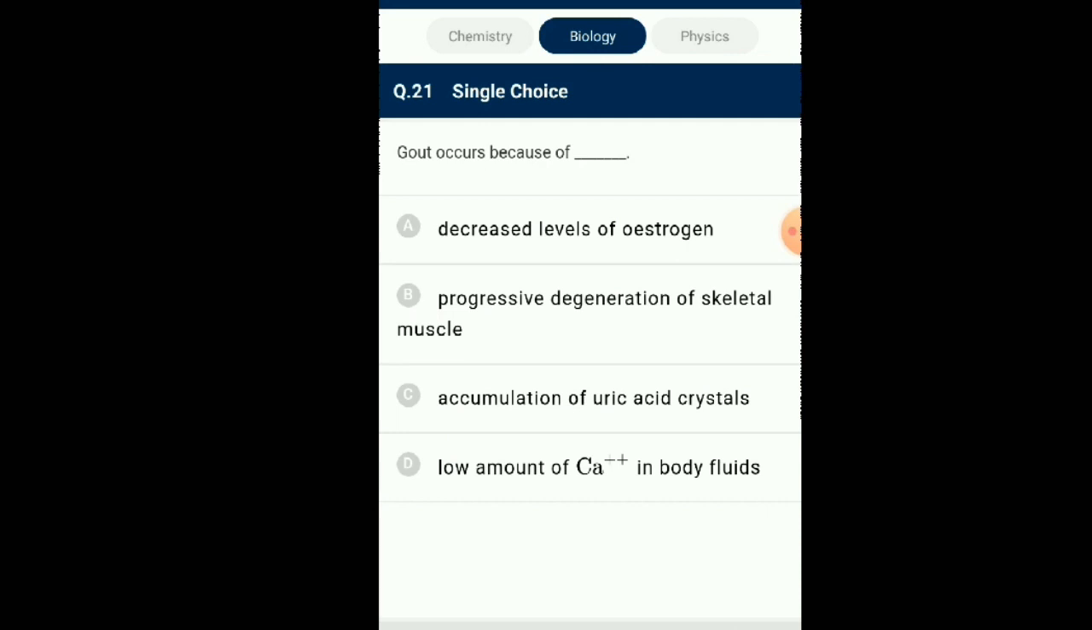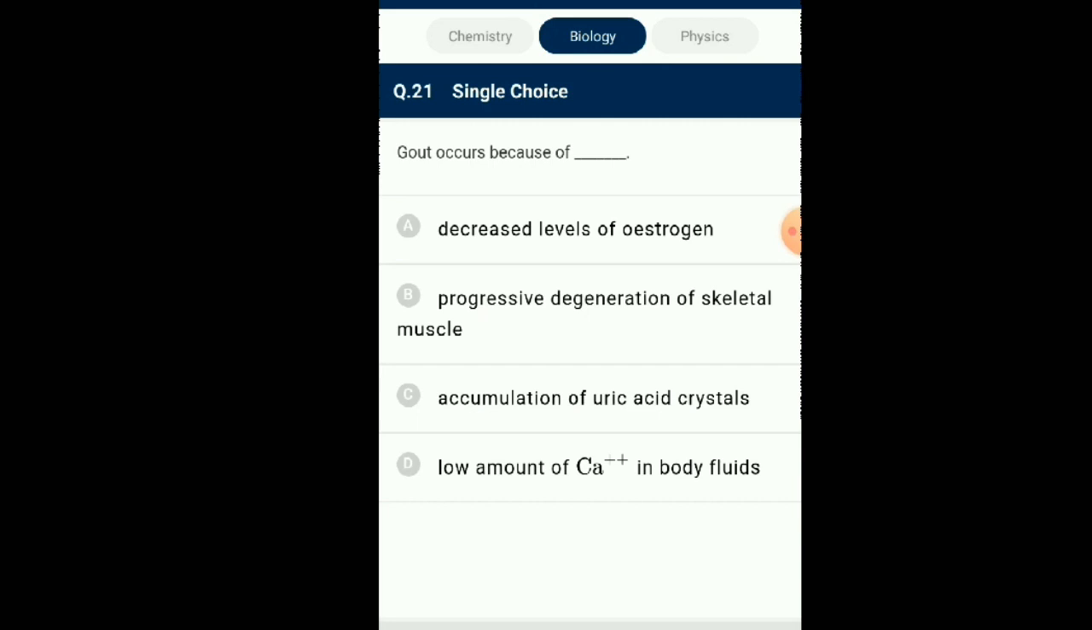Question number 21. Gout occurs because of. Gout or gouty arthritis is characterized by the accumulation of uric acid crystals as monosodium salts in the synovial joints, especially of the great toe. Gout is related to protein diet, so the patient should avoid meat.